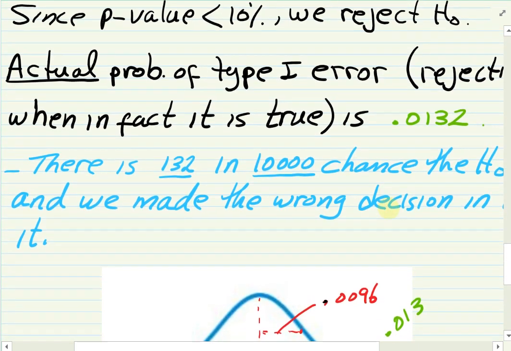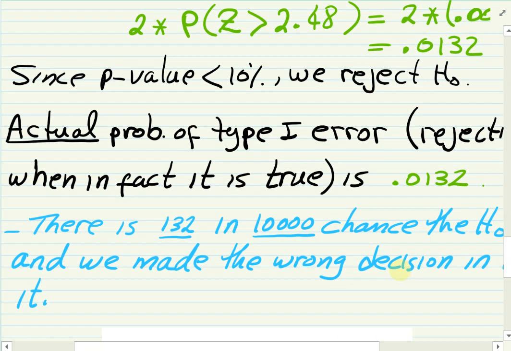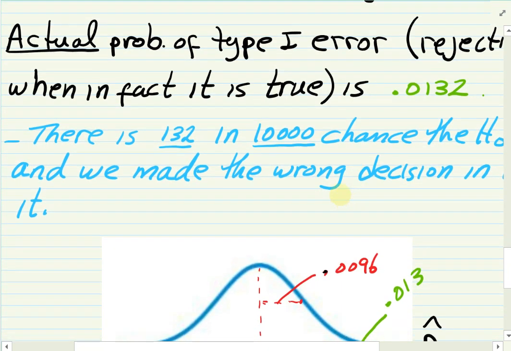And we feel like, well, if 132 out of 10,000 we made a mistake, the other side of that coin is 9,868 chances out of 10,000 that we made the right choice in rejecting the null.